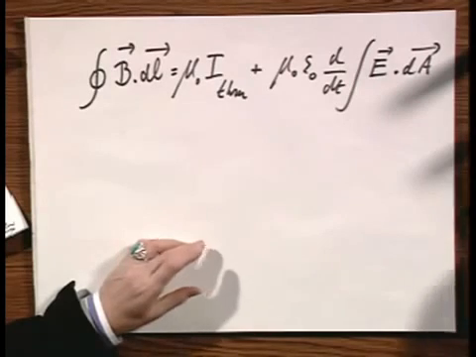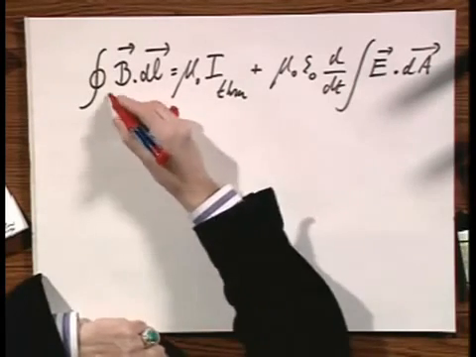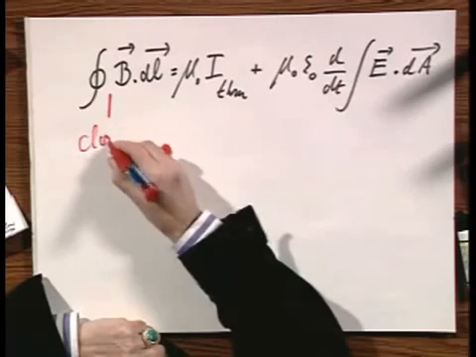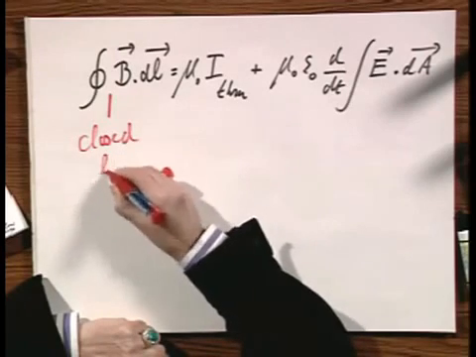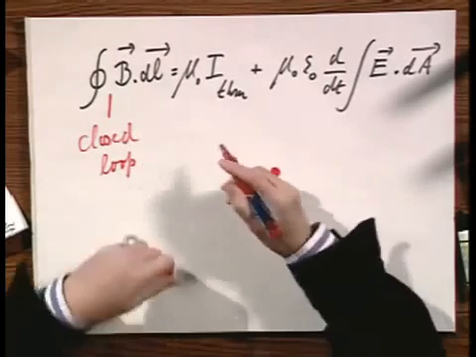It means that you must choose a closed loop. Any closed loop is fine. Of course, if you don't choose a clever loop, the equation still holds, but it doesn't do you any good because you've got to introduce symmetry. Otherwise you can't solve a problem. But any loop in principle will do.